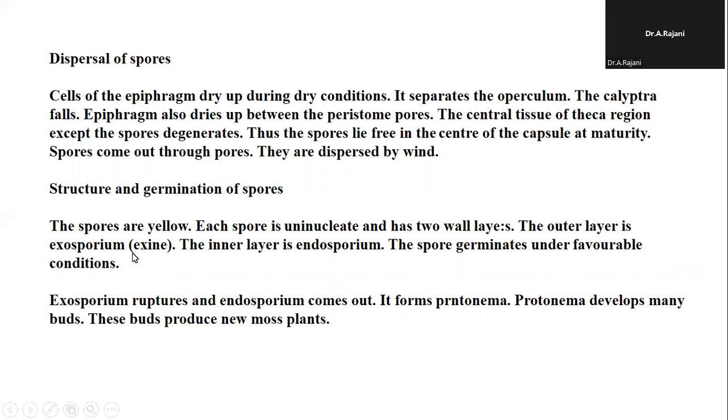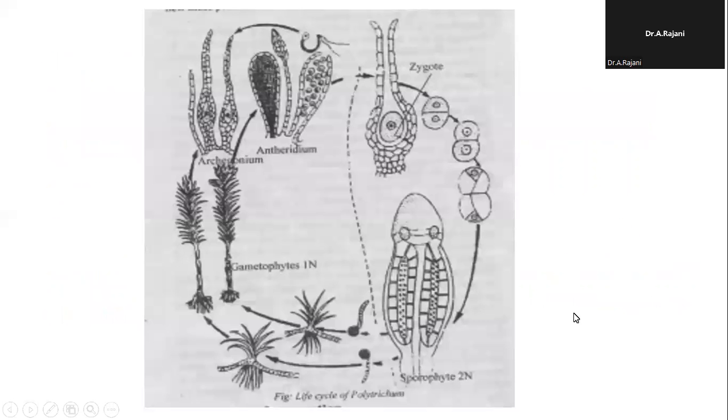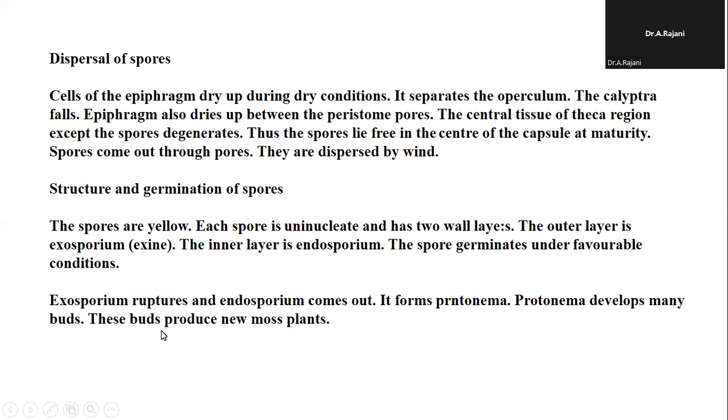They are dispersed into the surrounding environment by the wind. Now these spores are yellowish in color, uninucleate and bilayered. The outer layer we call exine, and the inner layer is called endosporium. This spore germinates under favorable conditions, and develops into the juvenile stage, which we call protonema. So this protonema develops buds on it, the vegetative buds. These buds, upon detachment from the protonema, may develop into individual moss plants.